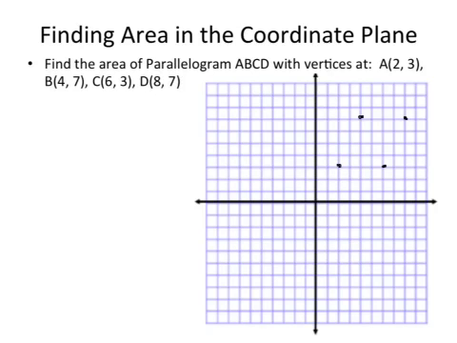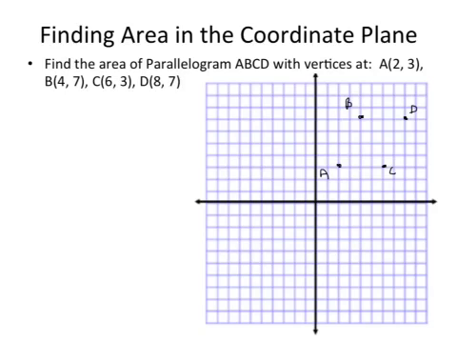So let's find an area of a parallelogram in the coordinate plane. Well, that is actually kind of an easy thing to do, especially if we give you nice integer-based vertices, which we've done here. So we have point A at (2, 3), point B at (4, 7), C at (6, 3), and D at (8, 7). And we want to know the area of this parallelogram.